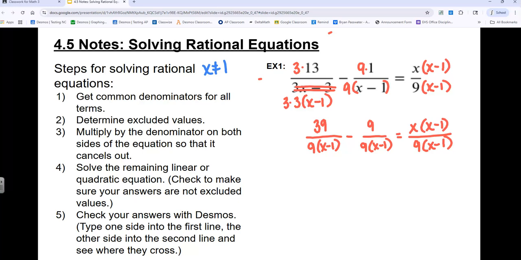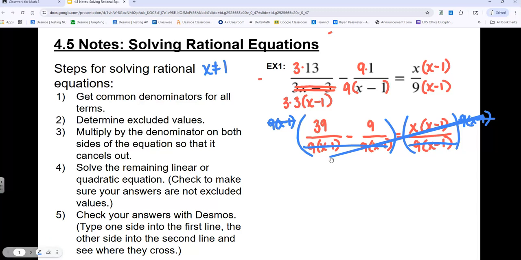Okay. So, excluded values. Now, I'm going to multiply the denominator on both sides so that it cancels out. So, what happens is if I multiply this by 9 times x minus 1, and I multiply this by 9 times x minus 1, it just cancels out all the denominators. Okay? So, once you get common denominators, you can more or less just drop those denominators, and then we're going to just write the numerators left. So we've got 39 minus 9 equals x times x minus 1.